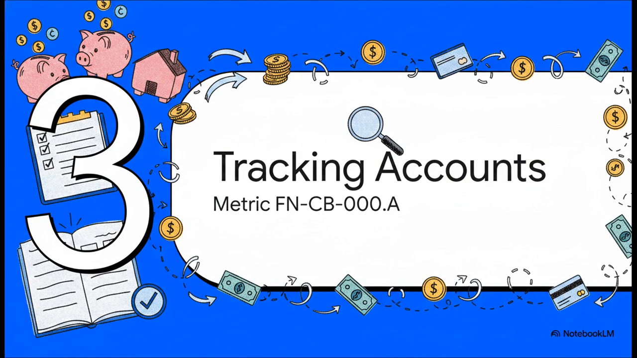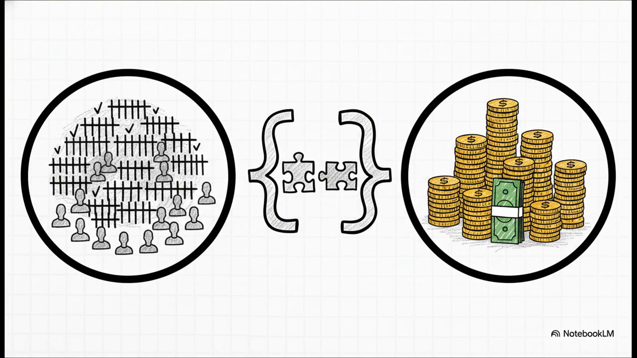Section 3, tracking, checking, and savings. So under that first metric, FNCB-000.A, the standard requires banks to track 2 very specific, critical elements of scale when it comes to checking and savings accounts.